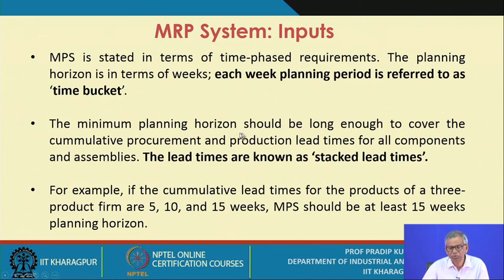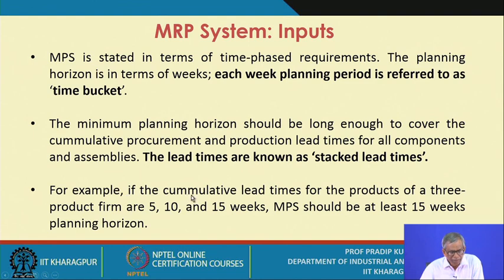The minimum planning horizon should be long enough to cover the cumulative procurement and production lead times for all components and assembly. So for an MRP exercise, the first thing you need to determine is the planning horizon. That means the minimum planning horizon, and it is based on all cumulative procurement and production lead times. The lead times are known as the stacked lead times. That means this is essentially the procurement and production lead times for all components considered. That's why it is referred to as the stacked lead times. So there are two more MRP related terms you have come to know. The first one is the time bucket and the second one is the stacked lead times.